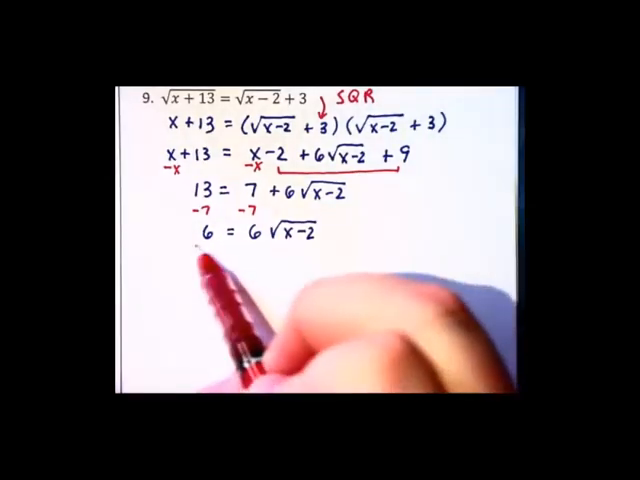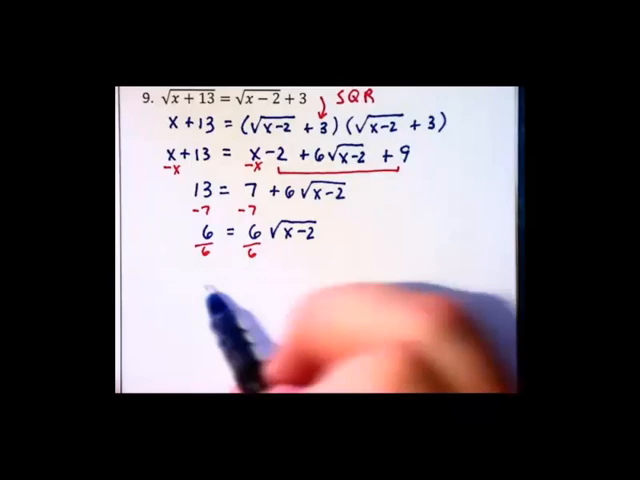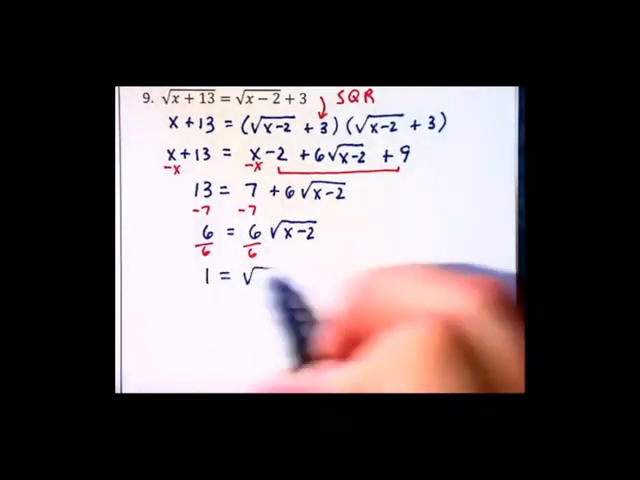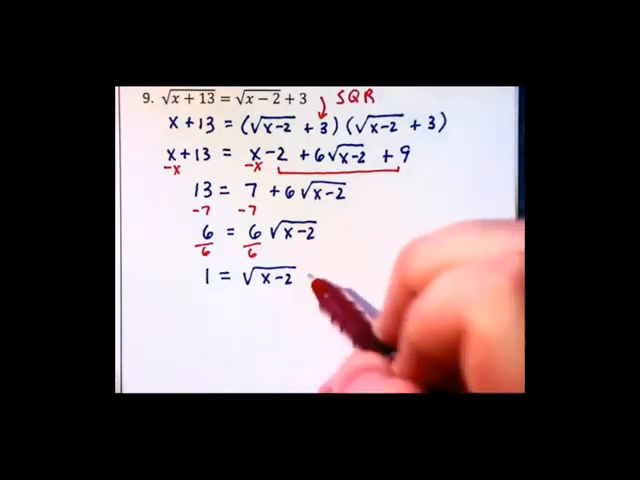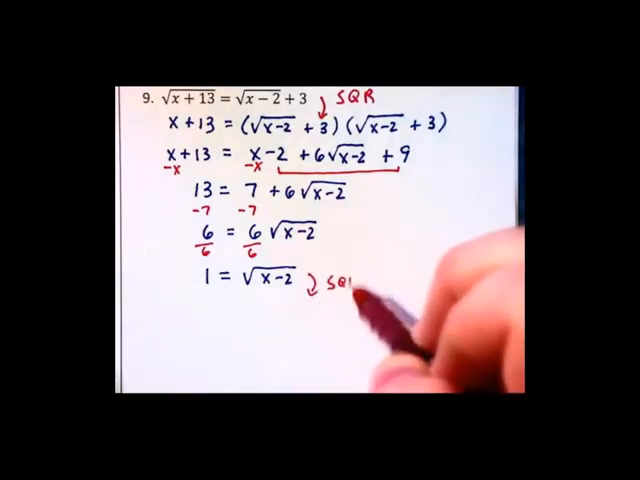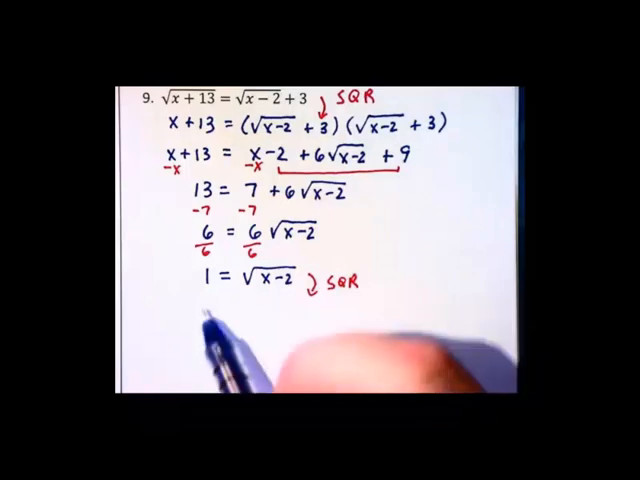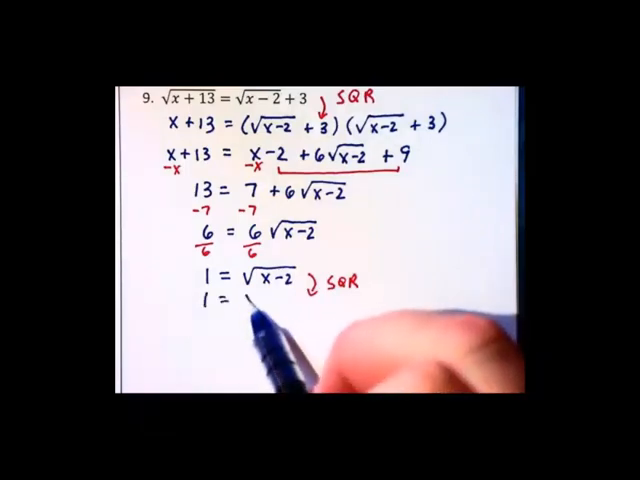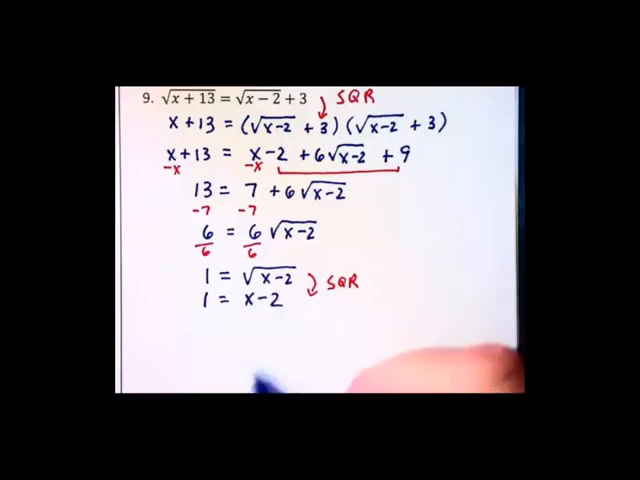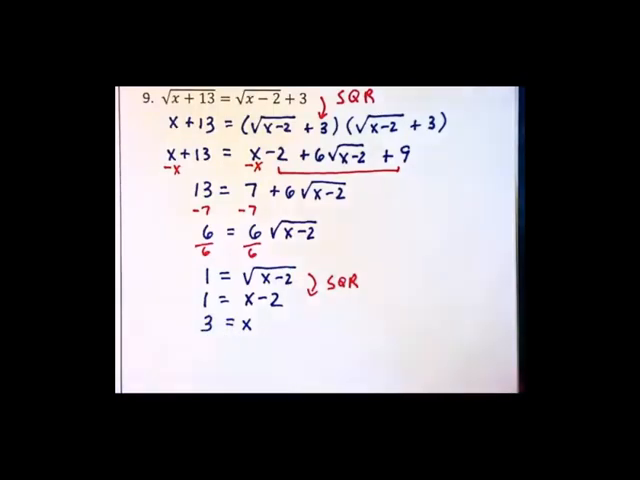Dividing off the 6 will fully get that radical by itself on the right hand side, and we're going to have 1 equals the square root of x minus 2. Finally, at long last, we're able to square both sides again. Because we are squaring this equation twice, we have to be extra sure to double check our answer. Squaring the 1 on the left, we get a 1. Squaring on the right, we lift off the radical and have x minus 2. Adding 2 to both sides, it appears we have 3 as our solution.